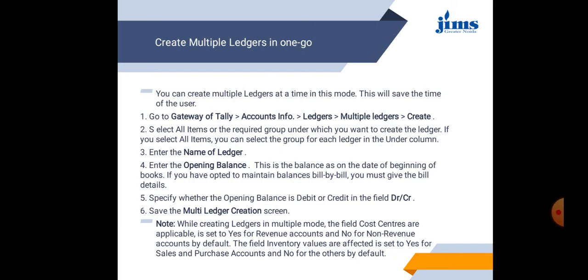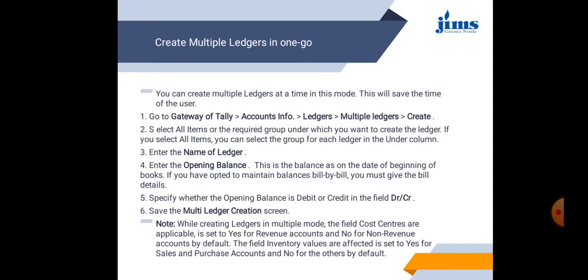This is the balance as on the date of beginning of the books. And if you have opted to maintain the balance bill by bill, you must give the bill details. Specify whether the opening balance is debit or credit, in the field of Dr and Cr. Then save the multiple ledger creation screen.